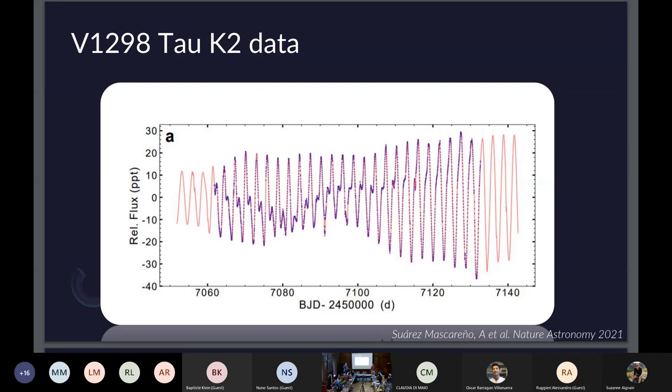Okay, one in the back. Great, this is a wonderful talk. This is super exciting stuff. I'm very curious about the simultaneity of your photometry. I think I might have missed it. You have K2 data, and then you did an LCO campaign. The K2 data is from 2015.